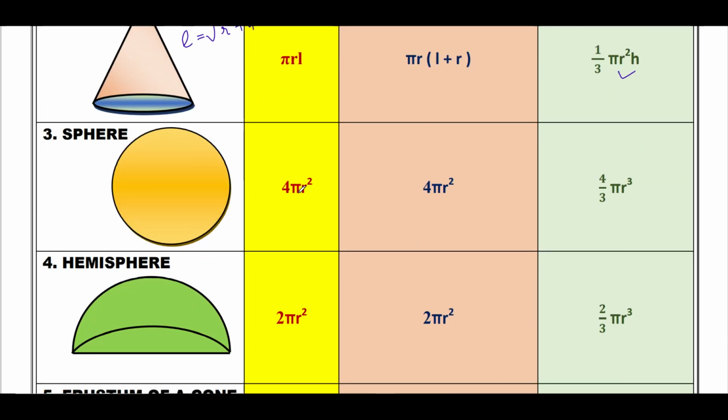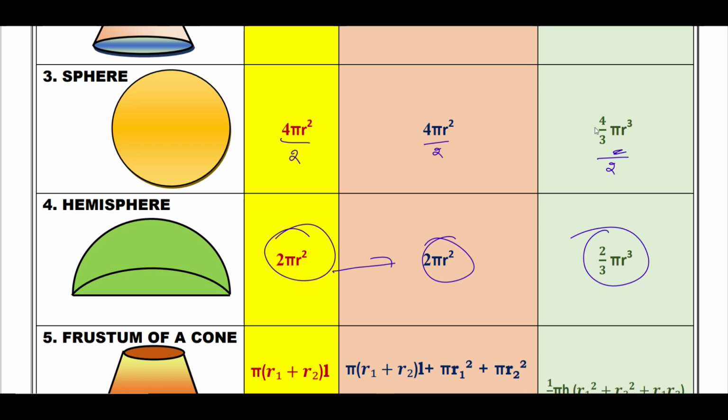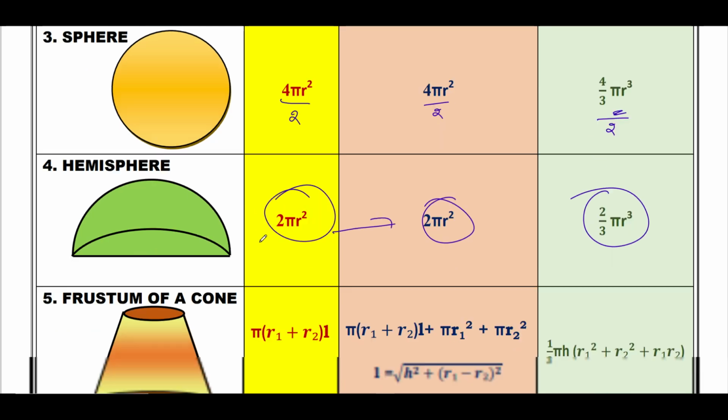Next solid is sphere. The CSA of sphere will be 4 pi r square. CSA and TSA will be same for sphere. Volume of sphere is 4 by 3 pi r cube. Hemisphere is, if you divide everything by 2 of sphere, you get the formula for hemisphere, that is CSA of hemisphere is 2 pi r square, TSA of hemisphere is 3 pi r square, and also 4 by 3 divided by 2, we get 2 by 3 pi r cube. It is the volume of hemisphere.